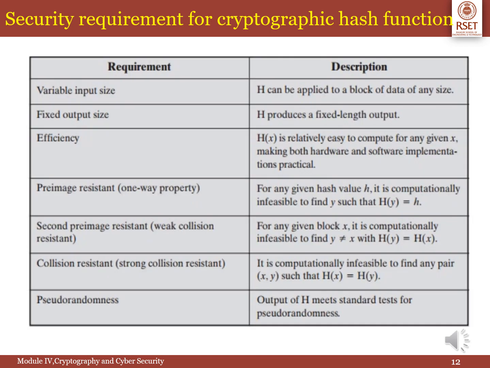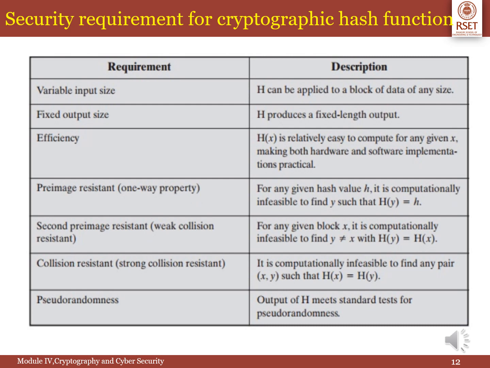Let's look into the security requirements for cryptographic hash function. The first two requirements are that the hash function should take in a variable size input and should provide a fixed size output. The third requirement suggests that the hash function should be relatively simple. And the fourth one is the one-way property. That is, the hash value should be non-reversible. From the hash value, it should not be computationally feasible to produce the pre-image.